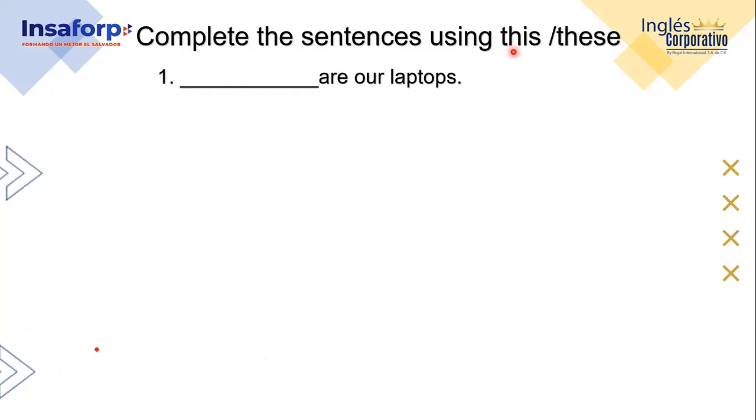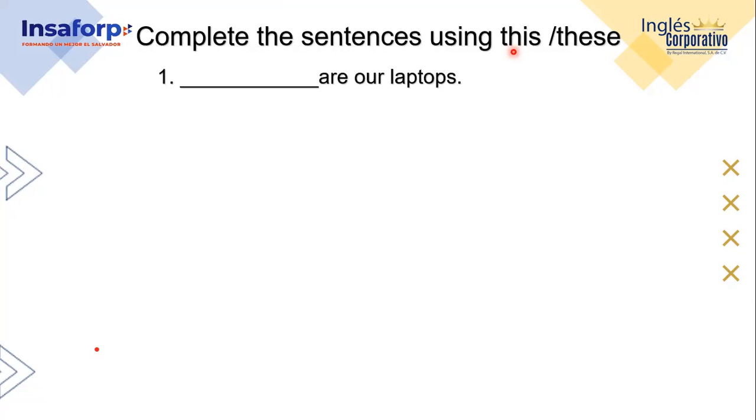Singular, this. Y en plural, these. This is for singular, and these is for plural. Cuando el objeto está lejos o está cerca, near or far. This es cuando está cerca. That es cuando está lejos. Yeah, muy bien.